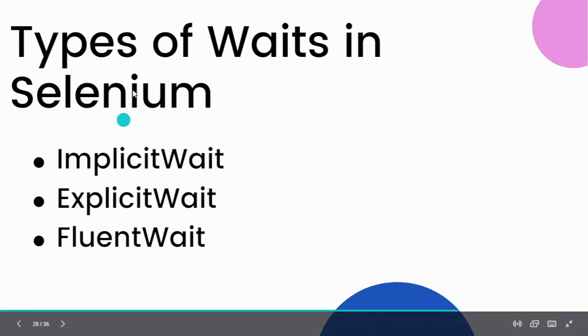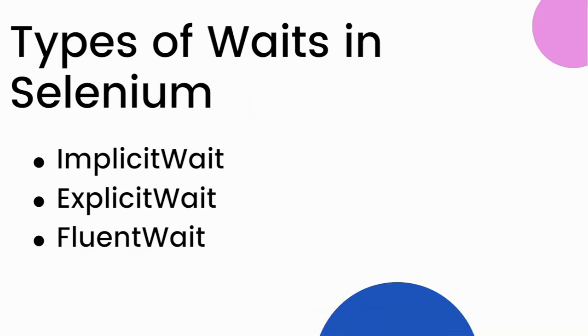These are the types of waits in Selenium. This is also one of the most commonly asked questions in interviews: what are the different types of waits you have in Selenium? The answer is that we have three different types of waits in Selenium.